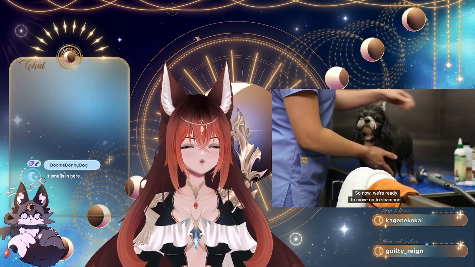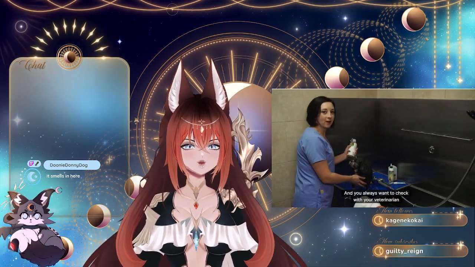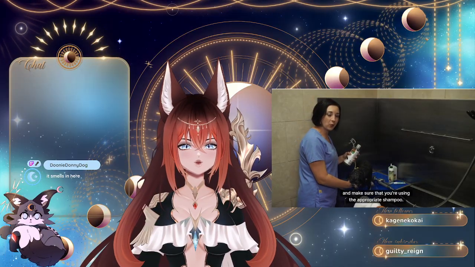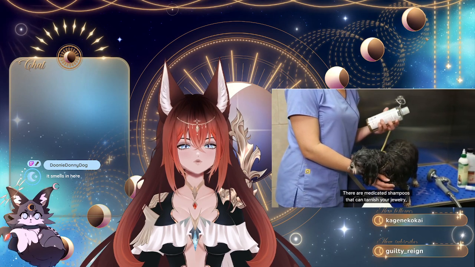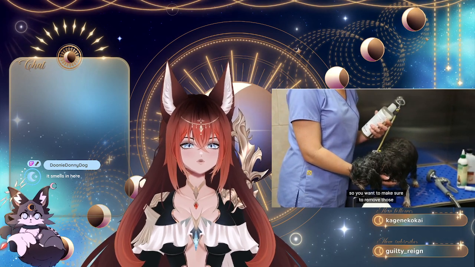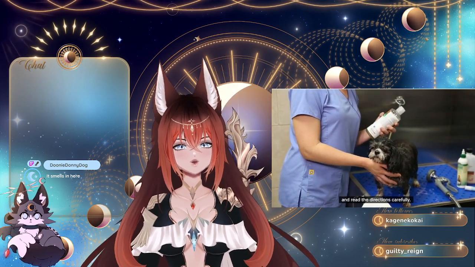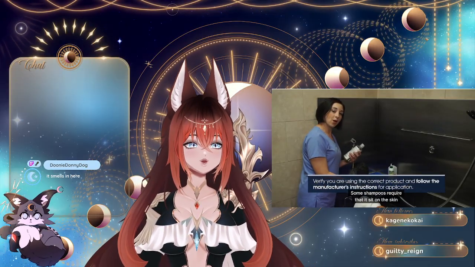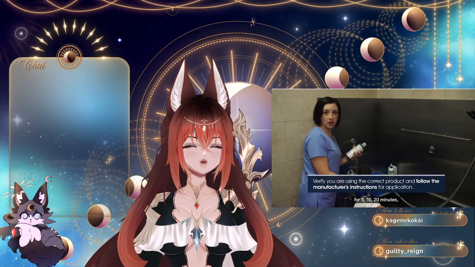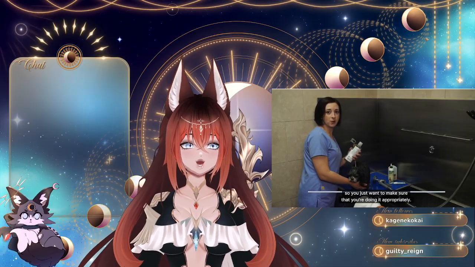So now we're ready to move on to shampoo. You always want to check with your veterinarian and make sure that you're using the appropriate shampoo. There are medicated shampoos that can tarnish your jewelry, so you want to make sure to remove those and read the directions carefully. Some shampoos require you to let it sit on the skin for 5, 10, 20 minutes, so you want to make sure that you're doing it appropriately.